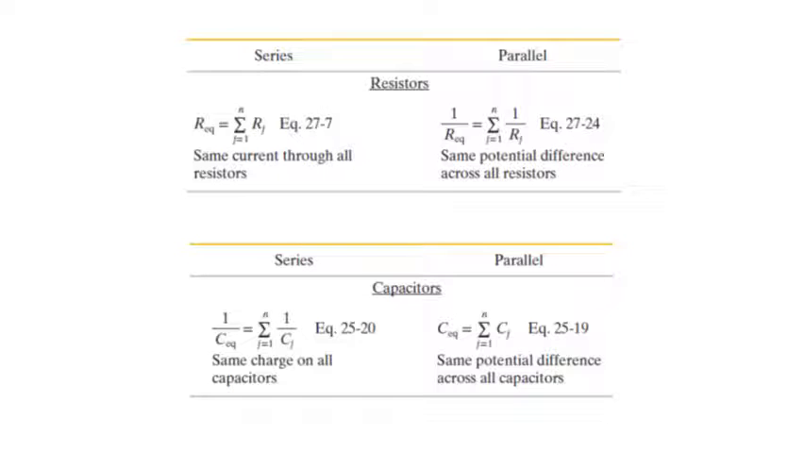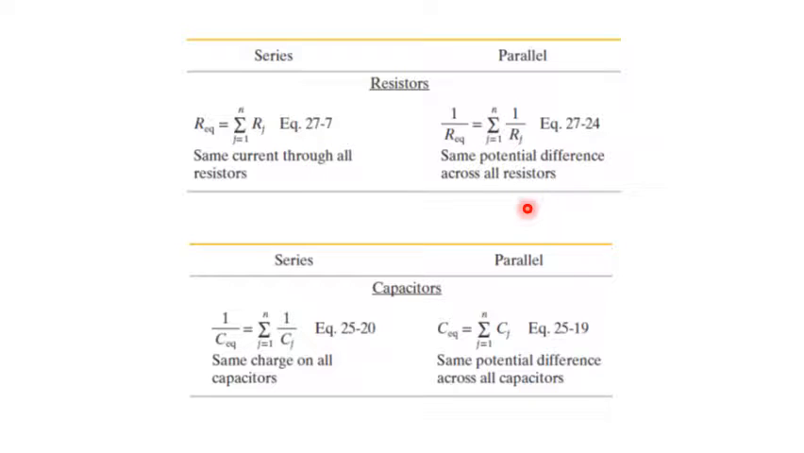Okay, so based on our study, if we have series resistances, the equivalent resistance would be the summation of these resistances, and in this case, the current through all the resistors will be the same. If we are talking about parallel resistances, 1 over R equivalent of the parallel resistances would equal the summation of 1 over R for these parallel resistances. And in this case, the potential difference across all resistors would be the same.